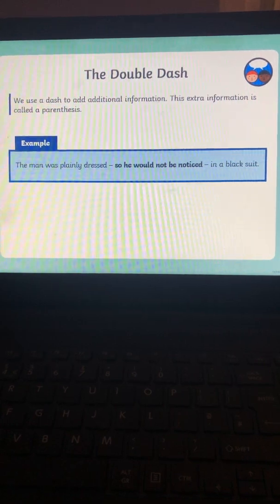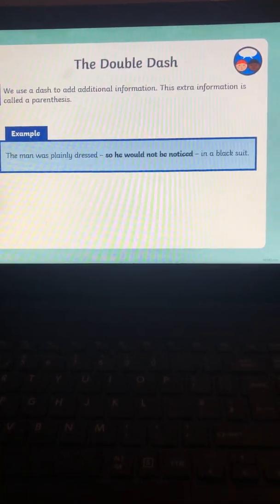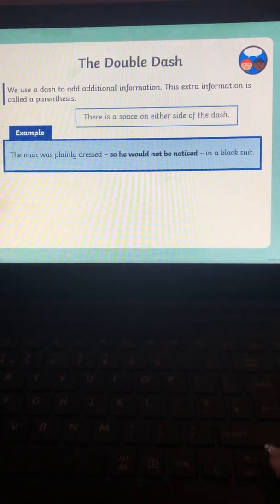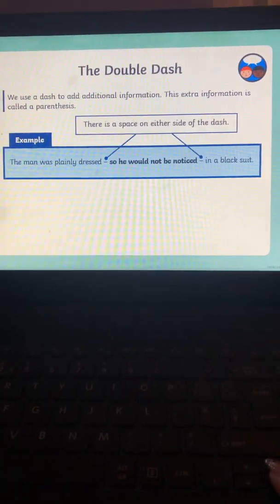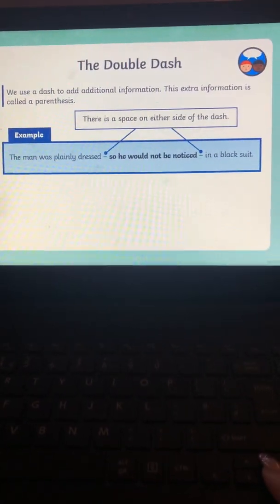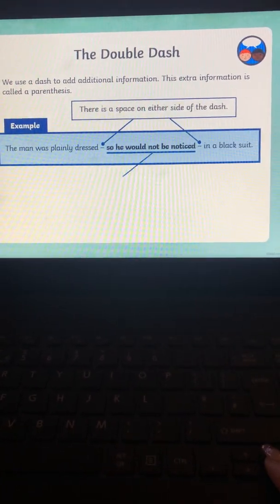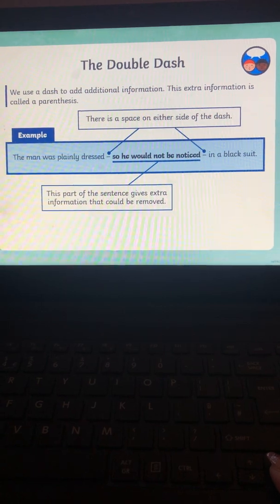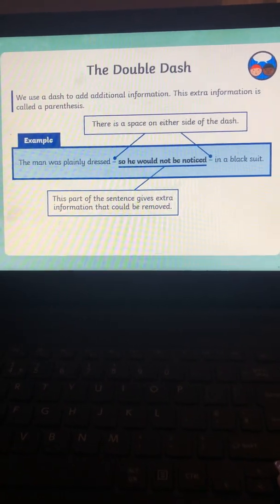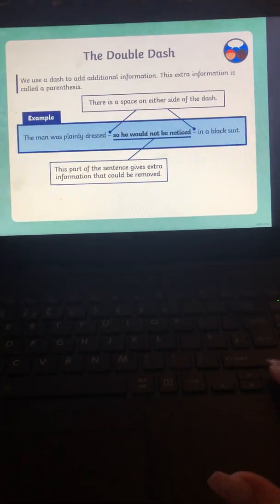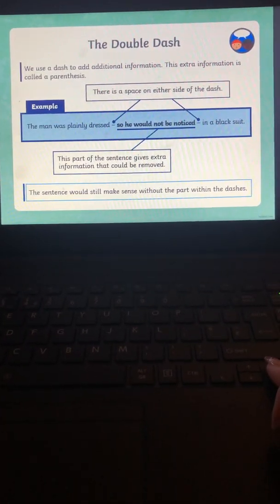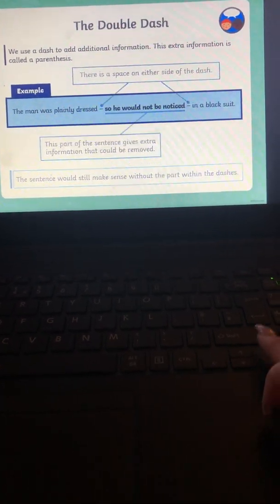So the point of your dashes is to add the extra information, and the extra information is called parenthesis. There is a space on either side of the dash. This part of the sentence gives the extra information that could be removed. So we could just have the man was plainly dressed in a black suit. However, we've added that extra information in there. The sentence would still make sense without the part within the dashes.